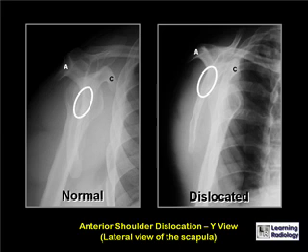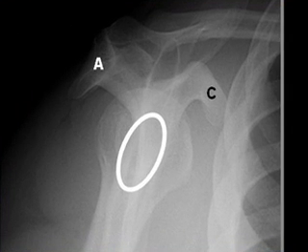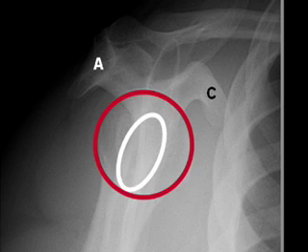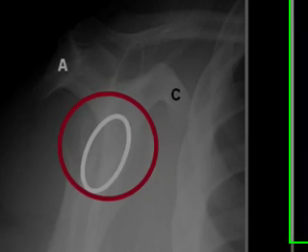This is a Y view of the shoulder. It's a lateral view of the scapula. On this normal Y view, you can see that the glenoid, which is marked here by the white oval, lies midway between the posterior acromion, marked with an A, and the anterior coracoid process, marked with a C. The humeral head lies centered on the glenoid.